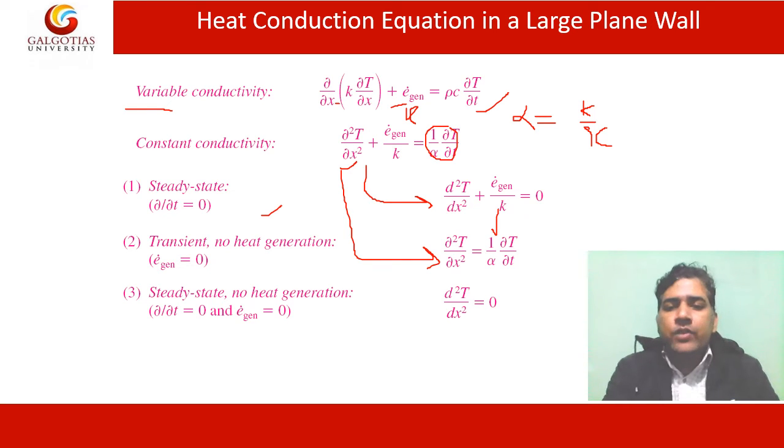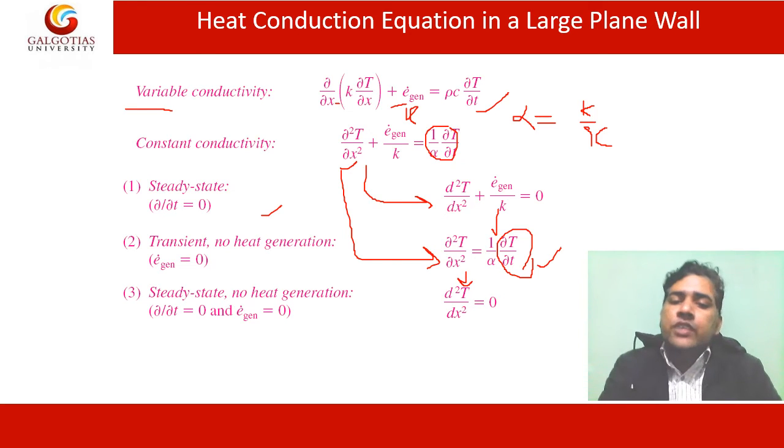Okay, again this equation represents the transient heat conduction. If this is the steady state, then this equation will transform into this equation, that is d2T over dx square equal to 0. Here you can see that it is written d2T upon dx square.